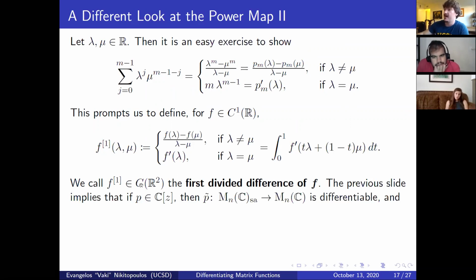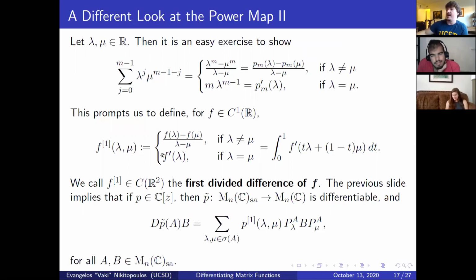The previous slide, where we rewrote the derivative of the power map, tells you by linearity that if p is any polynomial, then p tilde, which is really just the polynomial map for matrices, is differentiable and has the following formula for the derivative. The derivative of p tilde at A in the direction of B is the sum over lambda, mu eigenvalues of the first divided difference of p at lambda, mu, times P lambda A, B, P mu A. This is the formula that we're going to aim to prove for f in C1.